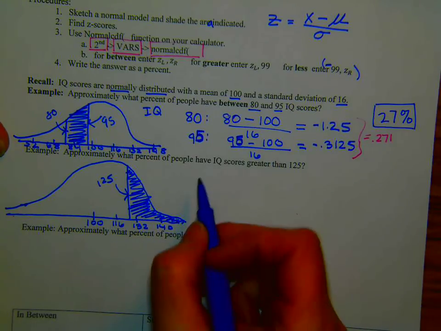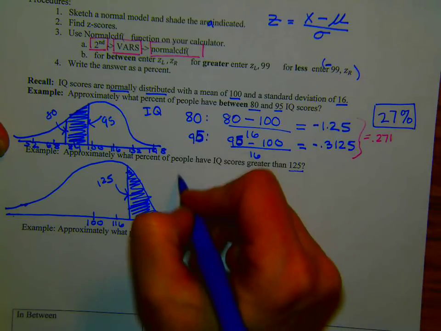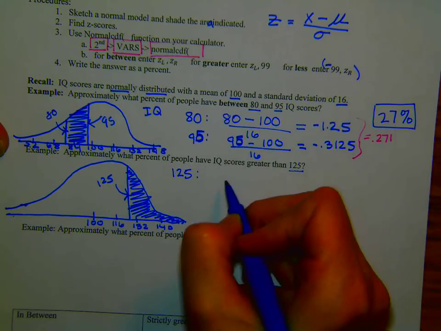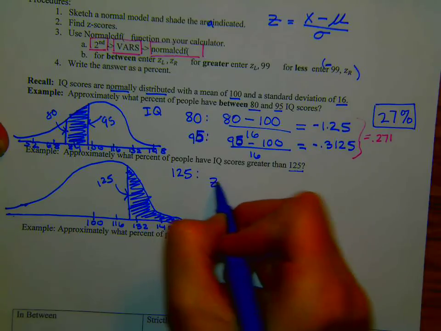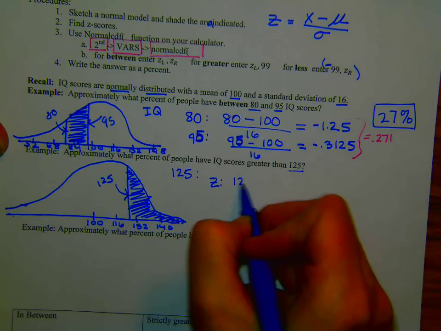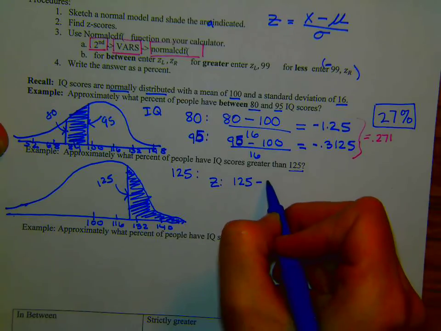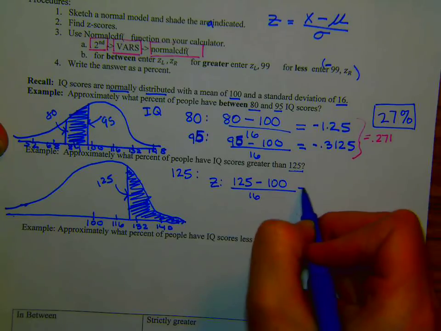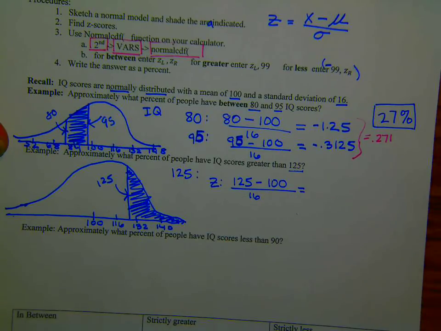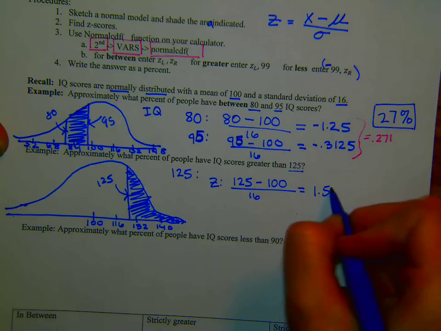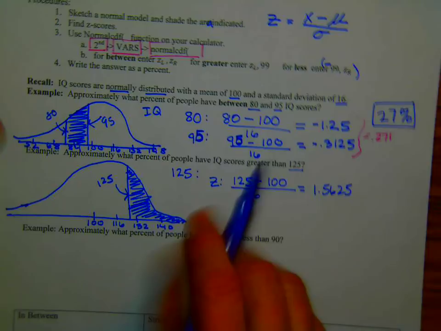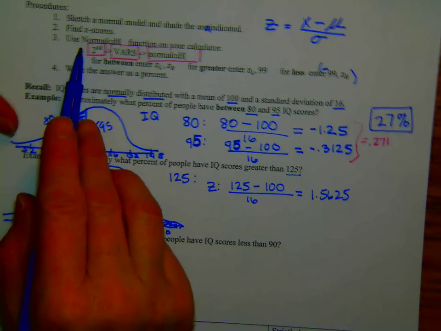Now we're going to find z-scores. Well, the only z-score we have to find is, in fact, 125. We're getting pretty good at this now. So we say z-score equals 125, that's our x, minus our mu, which is 100, divided by our sigma, which is 16. So that's going to be 25 over 16. 25 divided by 16 is going to be 1.5625.